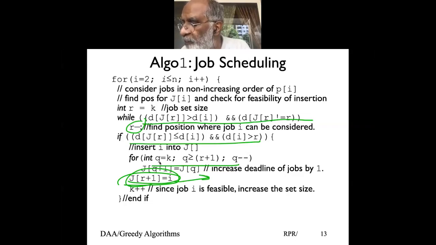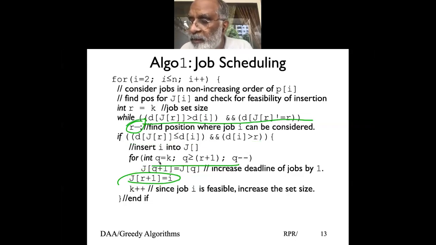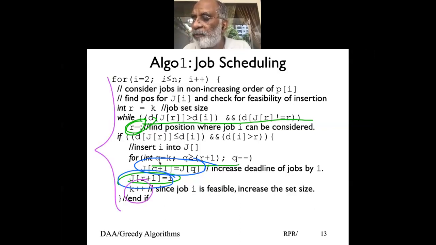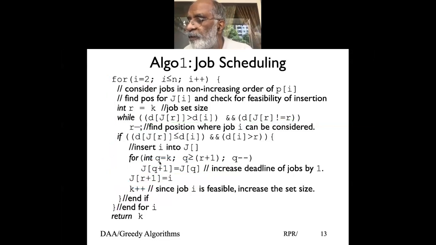So first, check if it can be shifted. Second, shift the jobs. And third, insert the job and increase my job count. And keep doing this for all n minus one jobs. And this is my algorithm one. How much time does it take? You look at it, in this case, we are running this outer loop.